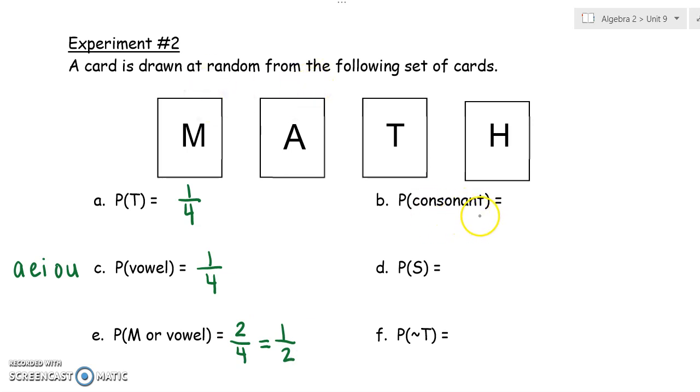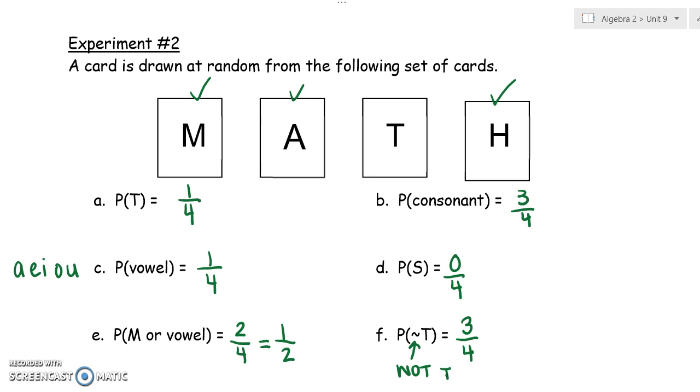All right, let's look at the consonants. Consonants are anything that is not a vowel, so it can't be an A, E, I, O, U. So consonants are M, T, and H. So that's 3 out of the 4 cards. What's the chance of us getting an S? Well, I don't even see an S on here, so there is no chance. 0 out of 4. What's the chance that it's not a T? So M is not a T, A is not a T, H is not a T. So that's going to be 3 out of 4. Remember that the tilde means not T. Okay? All right, so I hope that wasn't too bad.